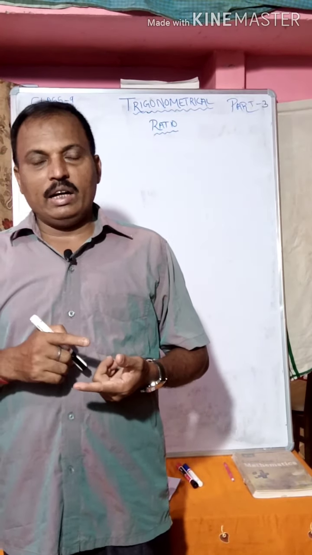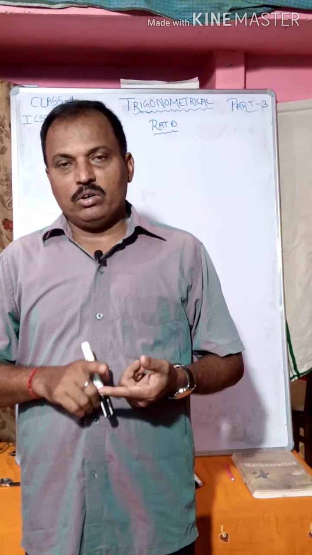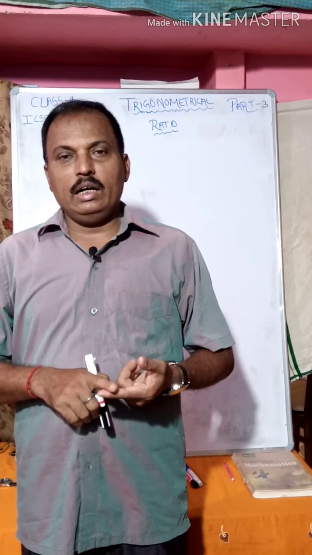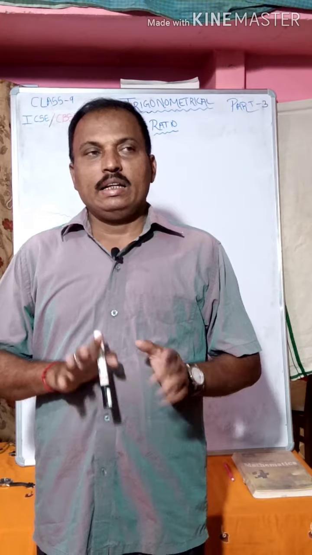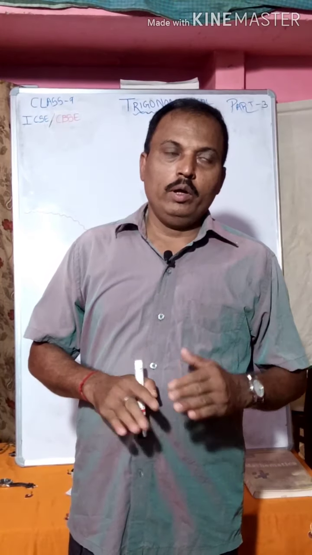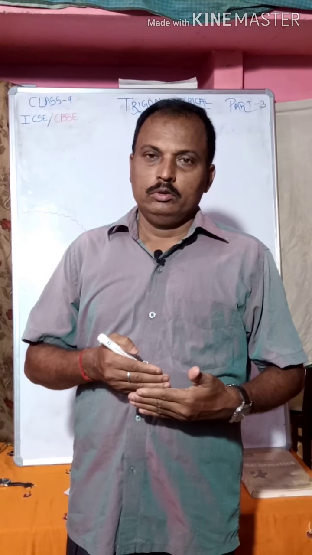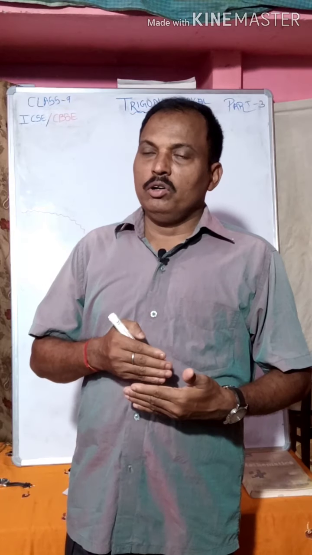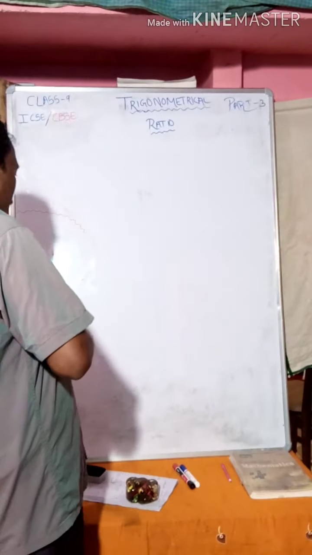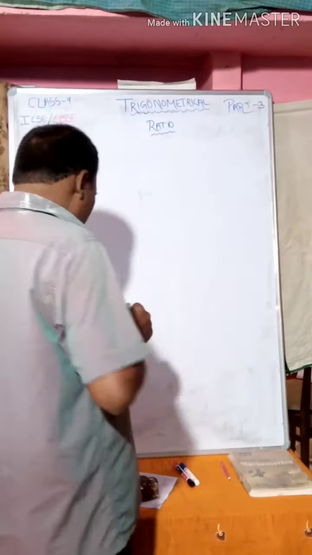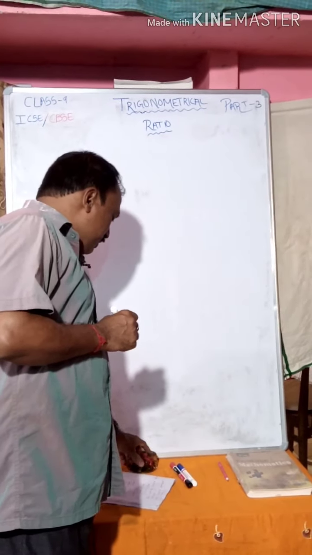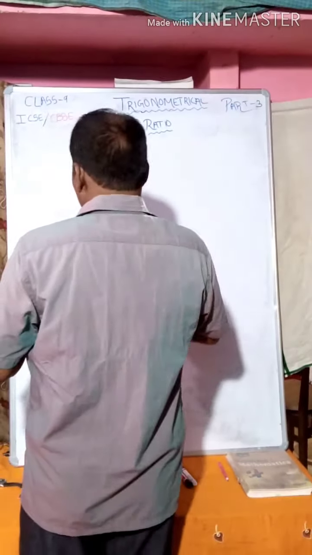Next another formula: tan theta is equal to sin theta by cos theta and cot theta is equal to cos theta by sin theta. This much formula we proved and understood. Now let us come to the next examples.